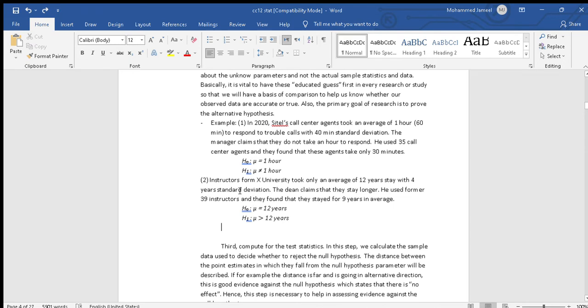For the second example, it says the instructors at X university stay an average of 12 years, with a 4-year standard deviation. That's why we put the null hypothesis as 12 years, because it's the idea that we already have, and the dean claims that they stay longer. So the alternative hypothesis is going to be more than 12 years, because the dean thinks that they stay longer than 12 years.